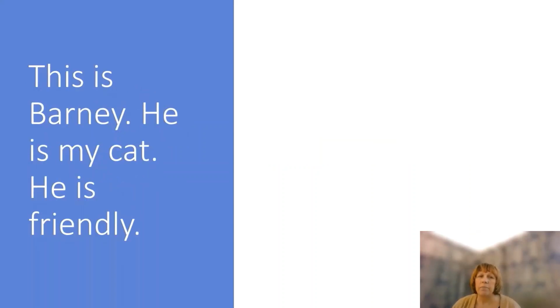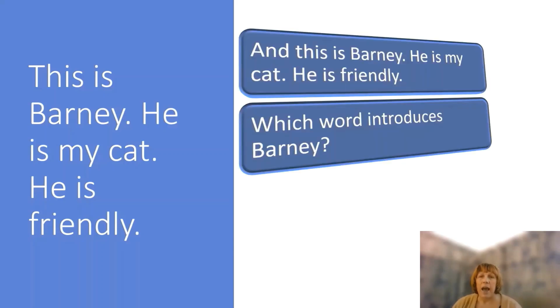This is Barney. He is my cat. He is friendly. And this is Barney. He is my cat. He is friendly. I've said it slightly differently. Which word did I use to introduce Barney? So the question in your exam might be, which word introduces? And the answer, yes, it's that and again, but this time you can see it's at the front of what is being said about Barney. So it's introducing Barney.